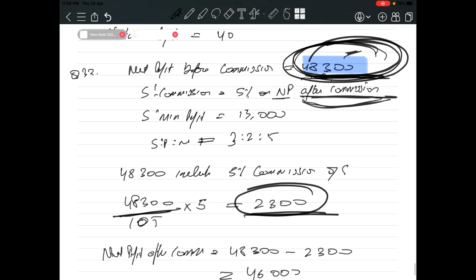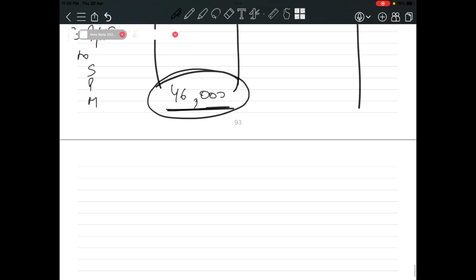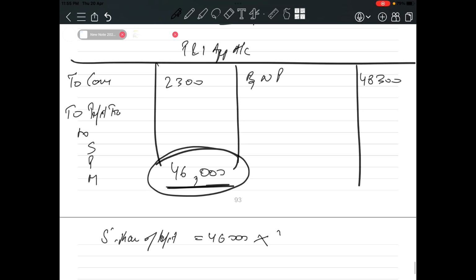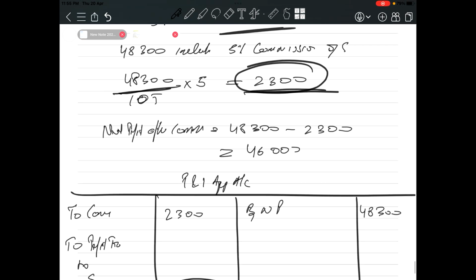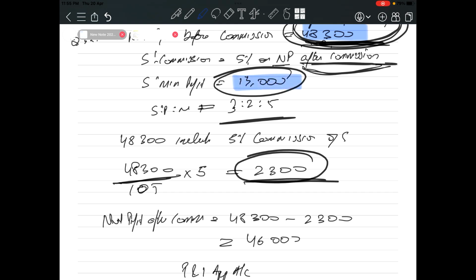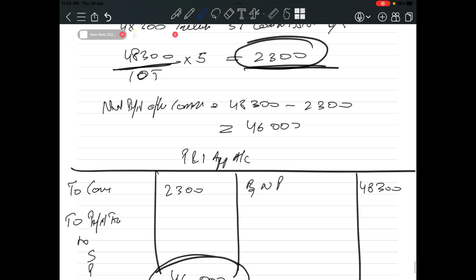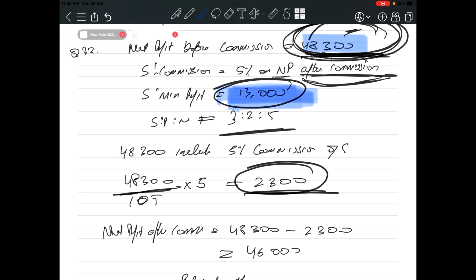Now who has been given the guarantee? P has given the guarantee to S that his minimum profit will be 13,000. So now let's calculate S's share of profit. 46,000 into the ratio 3:2:5, so 3 by 10. What is the amount of share which S will get? 46,000 into 3 divided by 10 will be 13,800. He will get 13,800, but he has been guaranteed a minimum of 13,000. See, this is the way the question will trick you. S's share is 13,800, but he has been given a minimum guarantee.